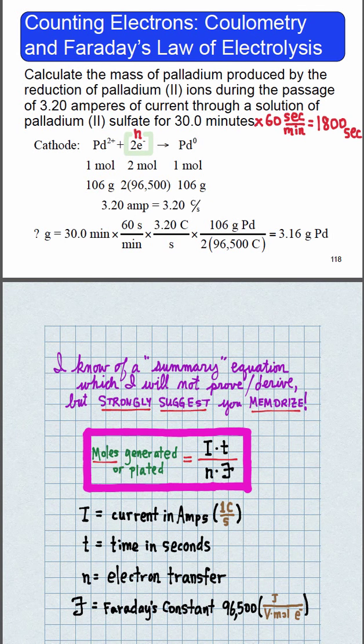I know of a time-saving equation you should probably memorize. The topic is, as you know, electrochemistry, using electricity to make chemistry happen, to force a transfer of electrons. If we know the time it takes and we know the number of electrons transferred during the redox reaction, we can pretty easily calculate the amount of mass or moles of the substance created.